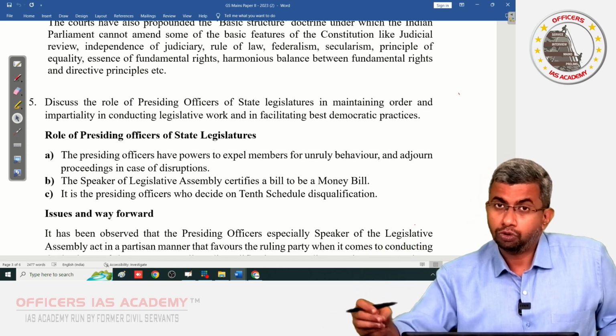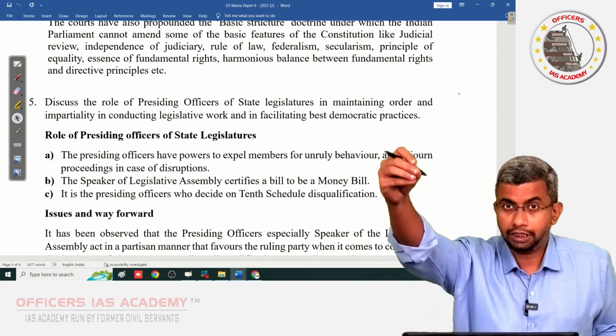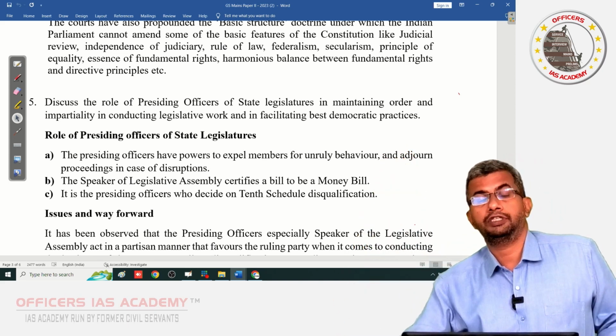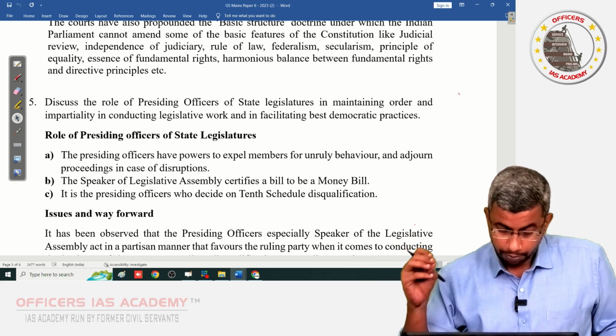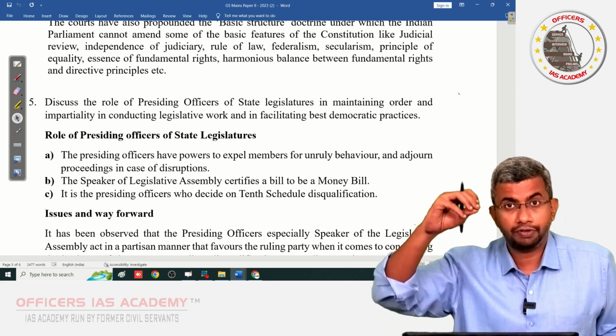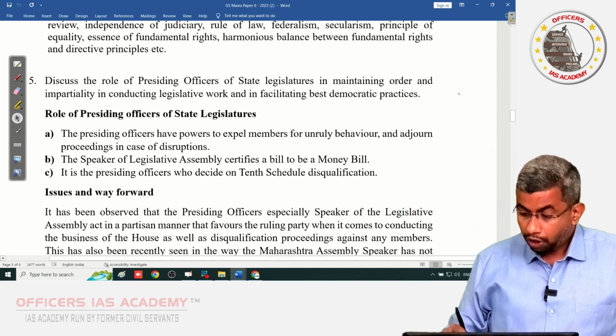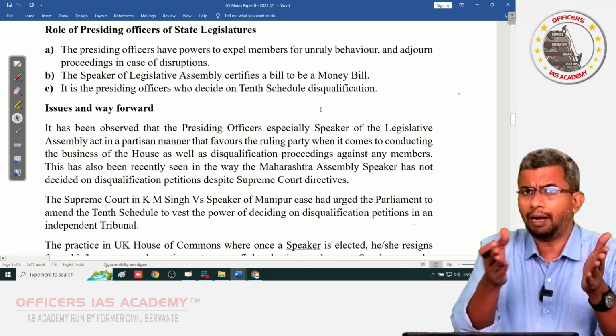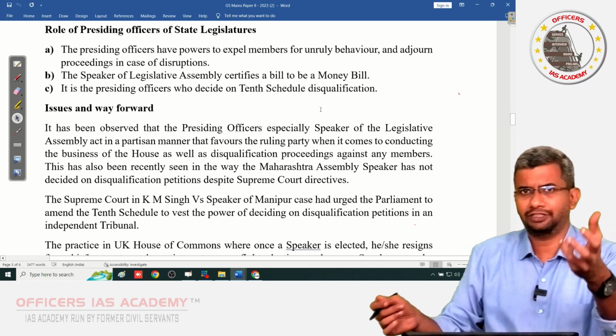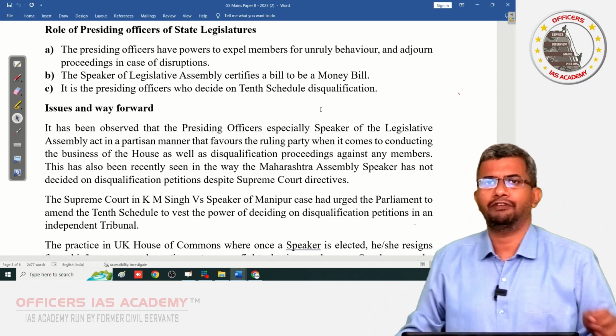Legislative work: they are the people who certify a bill to be a money bill. Just like the Speaker of Lok Sabha, the Speaker of the Assembly certifies a bill to be a money bill. They are the people who decide on the 10th Schedule disqualification in the Assembly and the Council. But what are the issues? Especially amongst legislative assembly speakers, because that is where the ruling government has to have a majority.